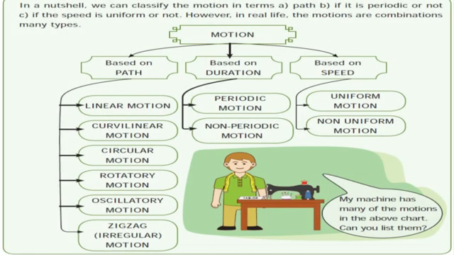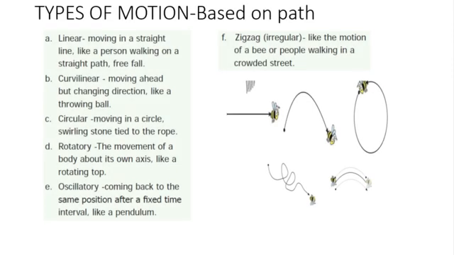Types of motion. In a nutshell, we can classify the motion in terms of path, duration and speed. Motion according to the path taken by an object. First one is linear motion. Motion in a straight line. Example, a person walking on a straight path.